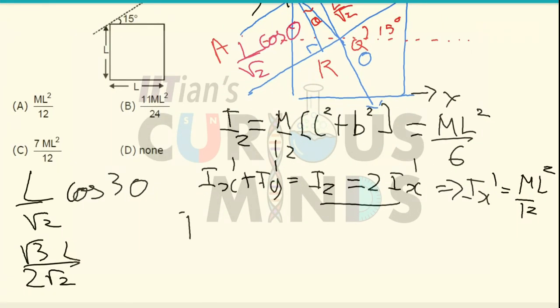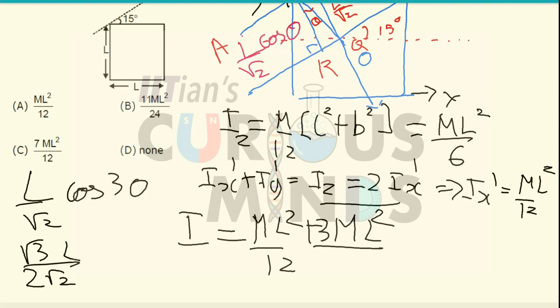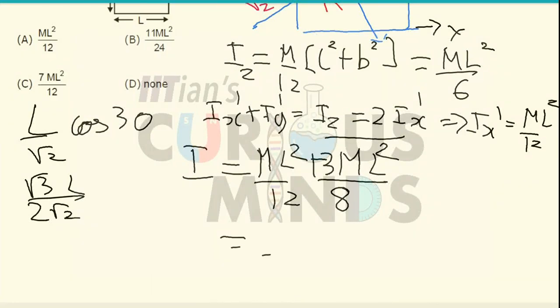By applying the parallel axis theorem, I will be equal to ml square divided by 12 plus m times root 3 square, which is 3, L square divided by 4 into 2, which is 8. Now the LCM over here is 24, so it will be ml square times 2 plus 9, since the first term is multiplied by 2 and the second by 3. So the answer over here will be 11 ml square by 24, which is option number B.